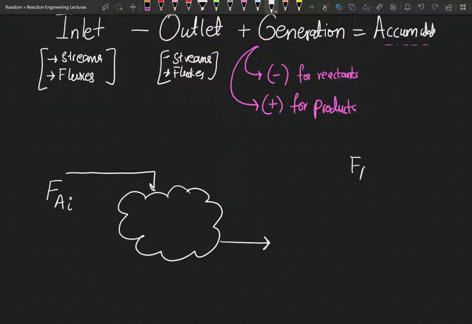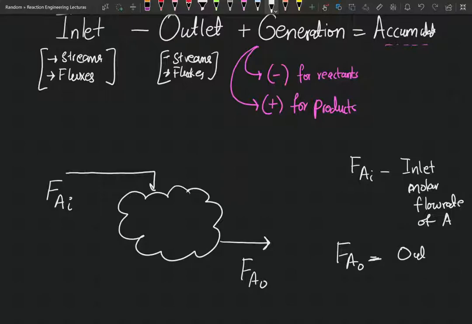Just to give you guys the notation, FAI is the inlet molar flow rate of species A. And FAO, you guys can probably guess it, since you guys are so smart, it's going to be the outlet molar flow rate of, guess what, species A.